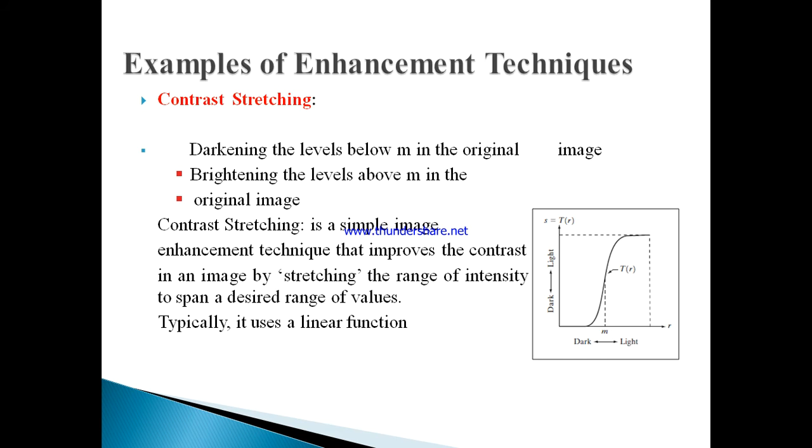So, examples of enhancement techniques. First one is contrast stretching. Contrast stretching is nothing but darkening the levels that are below the original image and brightening the levels that are above it. It improves the contrast of the image just by stretching the values present within the desired range. Suppose you consider a pixel and a particular 3 cross 3 matrix of values, it will be expanded or stretched to get a desired range of values as output. This is also said to be a linear function.